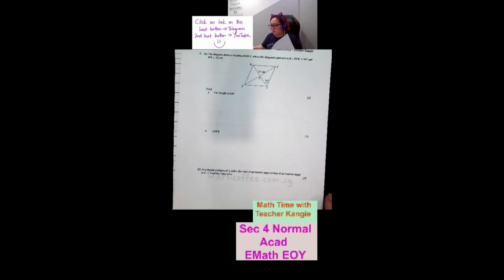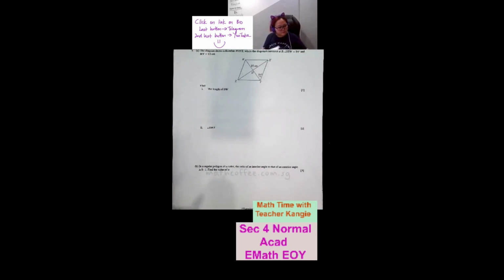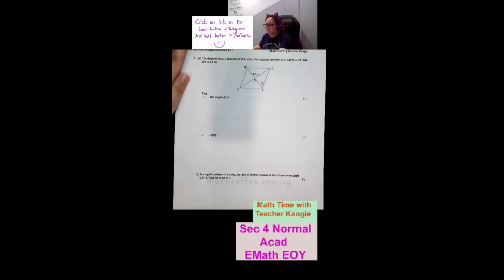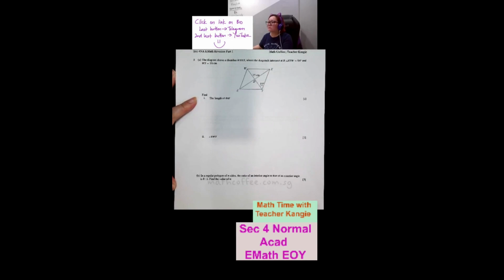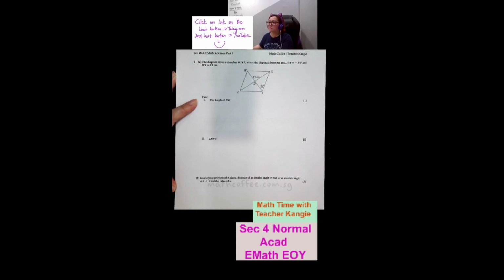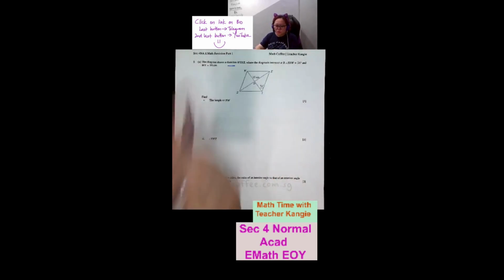Okay, so now let's move on to question number 5. This is a rhombus, not a square.